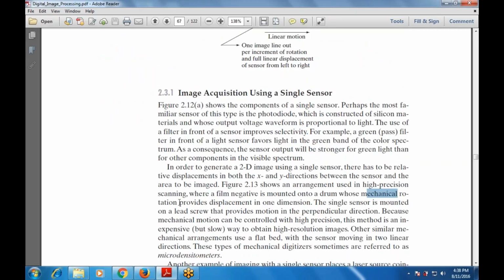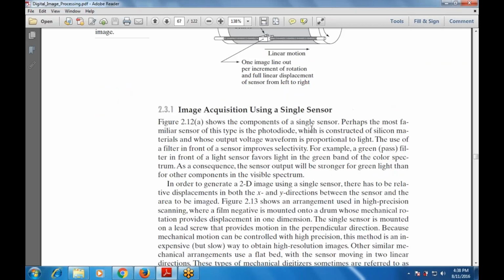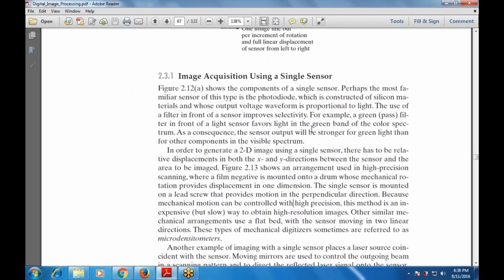The drum's mechanical rotation provides a displacement in one dimension. A single sensor is mounted on a lead screw that provides motion in the perpendicular direction. Because the mechanical motion can be controlled with high precision, this method is inexpensive, though it is a slow way to obtain high-resolution images.